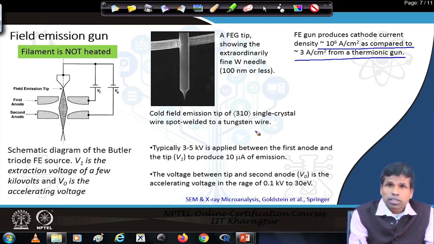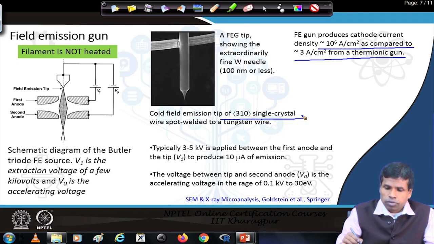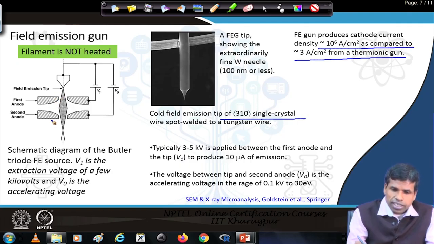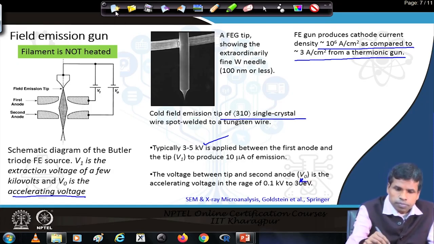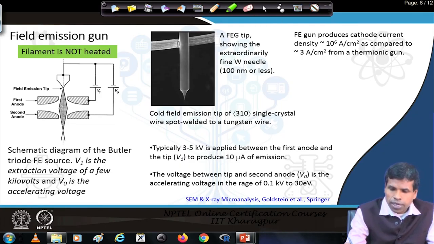In the field emission gun, the tungsten is a single crystal tungsten, and it has the tip plane of 310. There are two anodes, first anode and second anode, in the field emission gun. Typically 3 to 5 kilo electron volt is applied between the gun and the first anode to produce around 10 microampere current. That is called the extraction voltage. Then we have the second anode, which is used for accelerating the electrons. That is called the accelerating voltage, which is between 0.1 keV to 30 keV. So this is about the field emission gun.